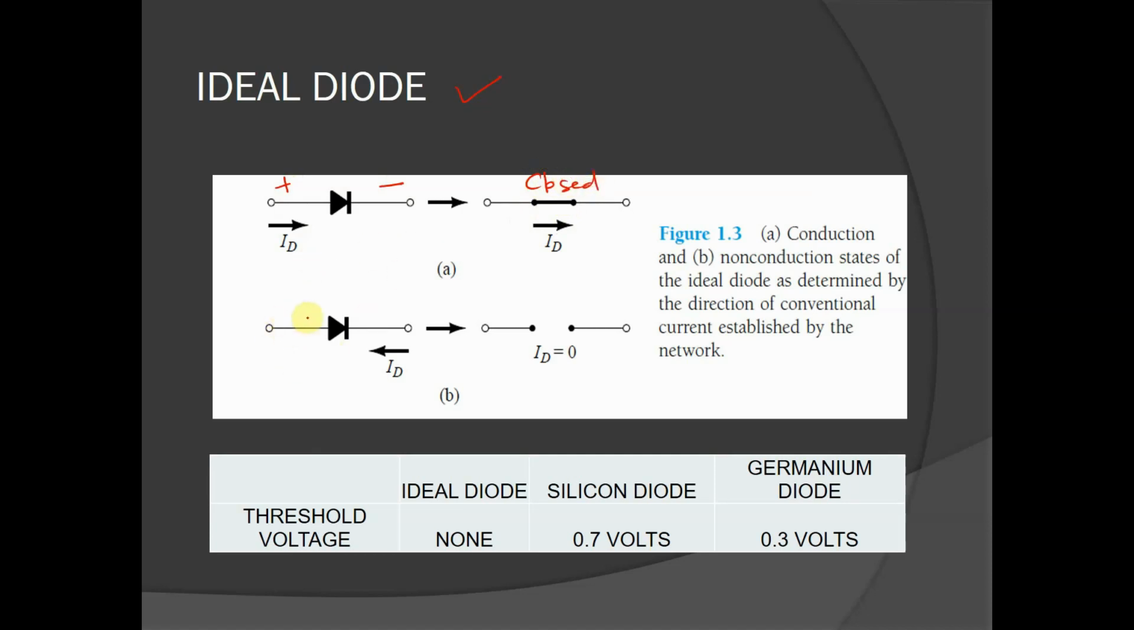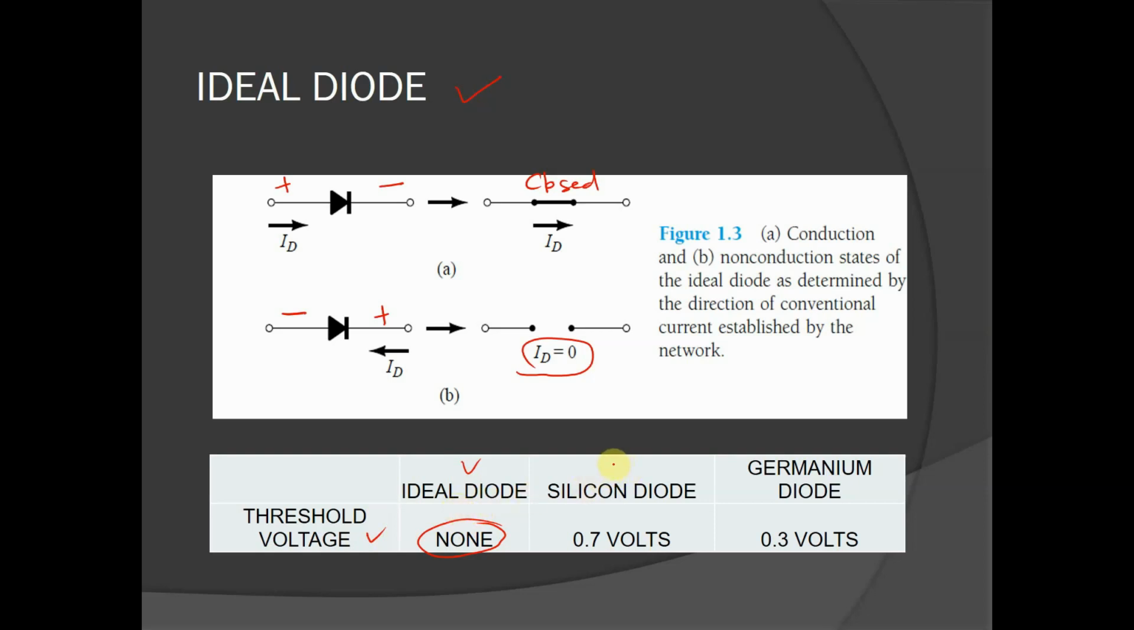When it is reverse biased, like here, this is positive and you put negative here, it becomes an open circuit, so the current cannot flow. The diode current is zero. There is what you call a threshold voltage in dealing with diodes. If we talk about an ideal diode, we don't consider the threshold voltage. But in reality, there's no such thing as an ideal diode. It is only used for analysis and comparison.